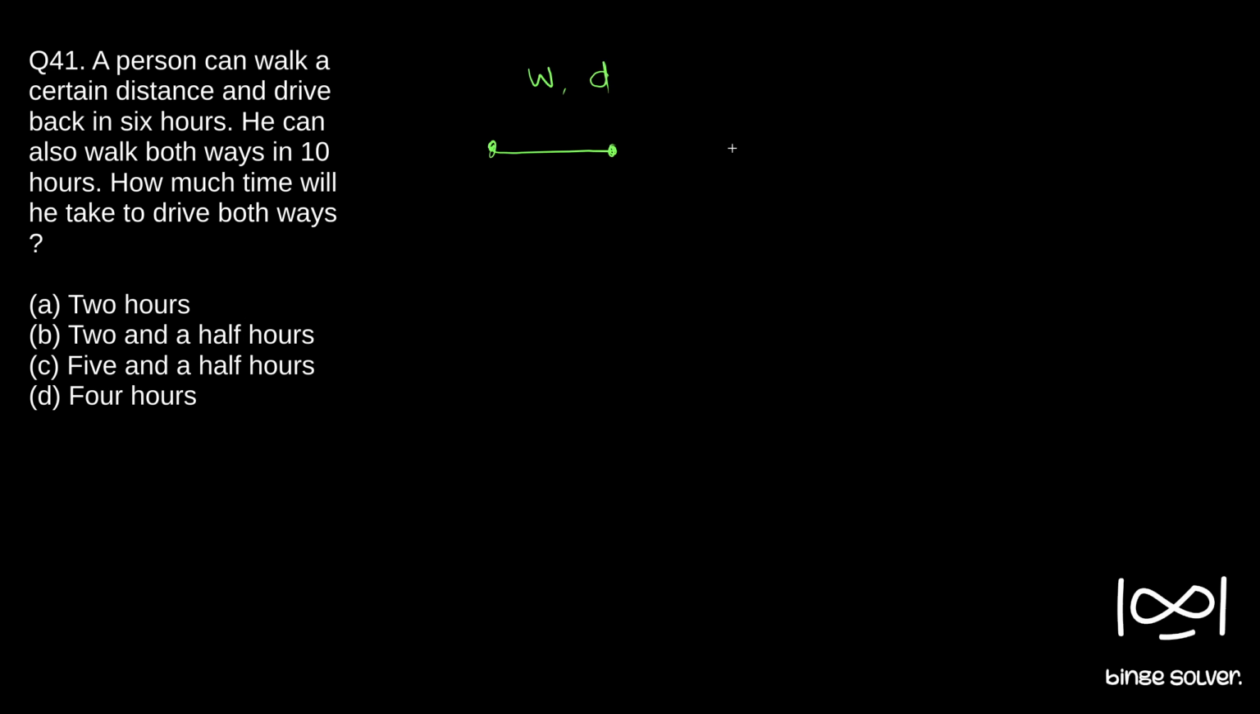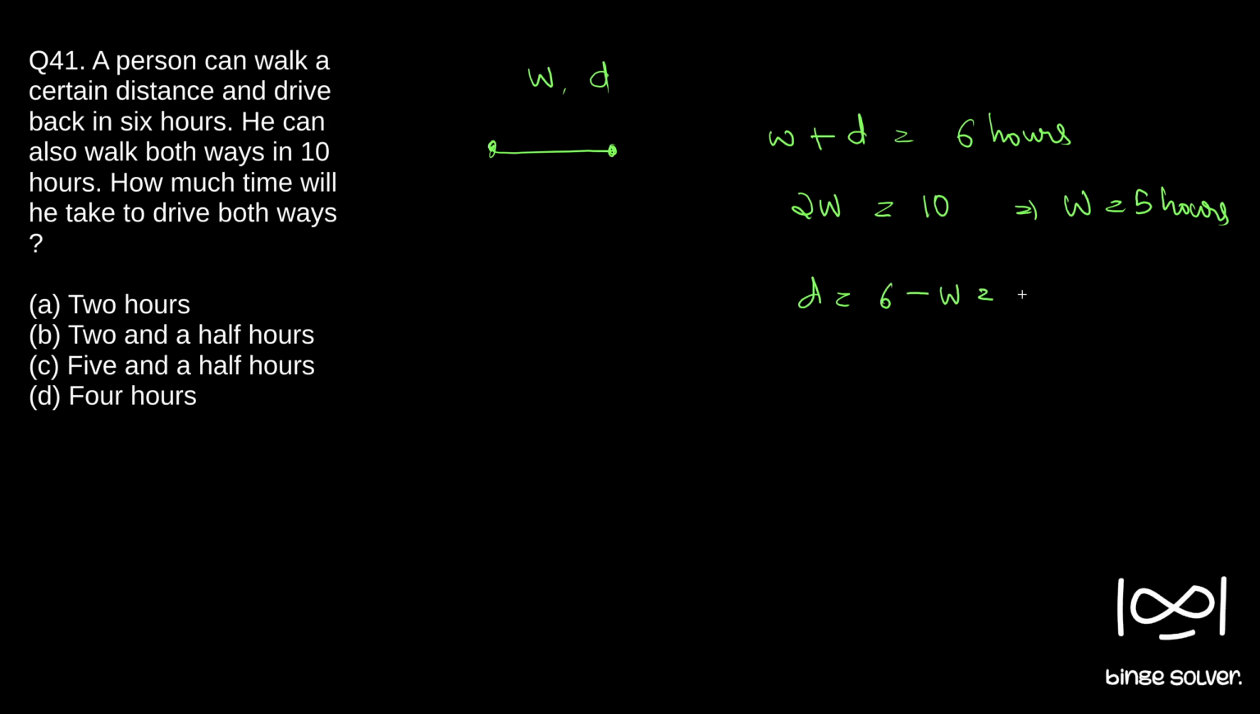It is given he can walk a certain distance and drive back in 6 hours. So W, the time to walk, plus D, the time to drive, is 6 hours. And he can also walk both ways in 10 hours. So 2 times walking time is 10 hours. From this we have W is 10 by 2, which is 5 hours. So using this, D, the driving time, is 6 minus W, which is 6 minus 5, which is 1 hour.